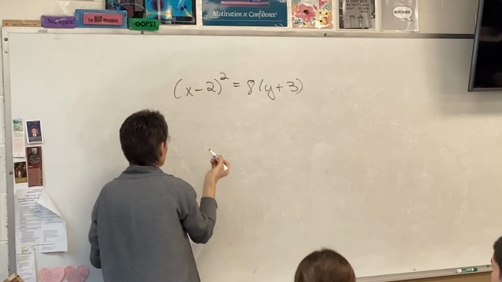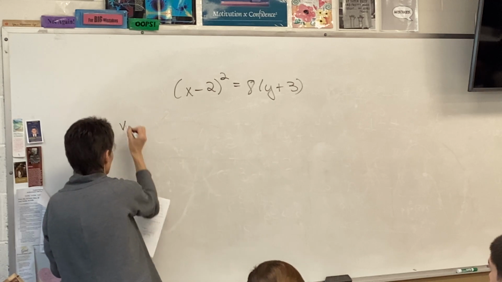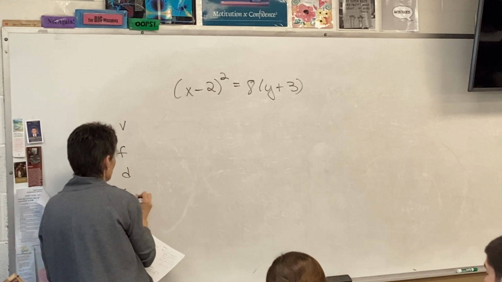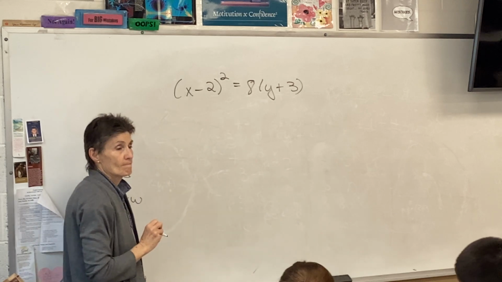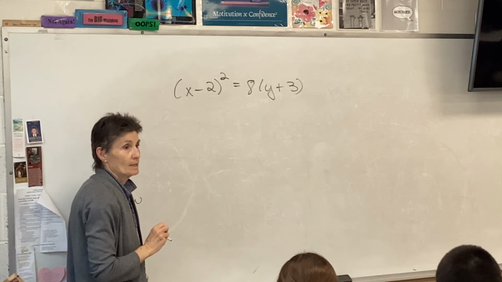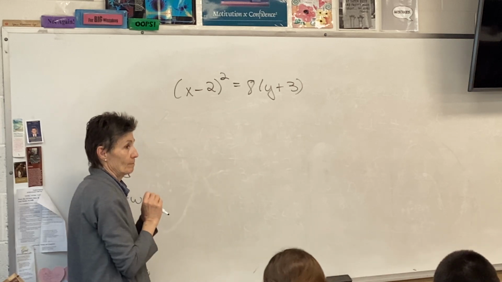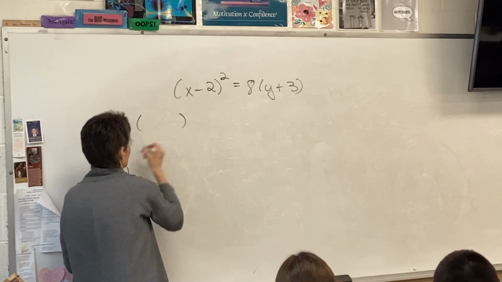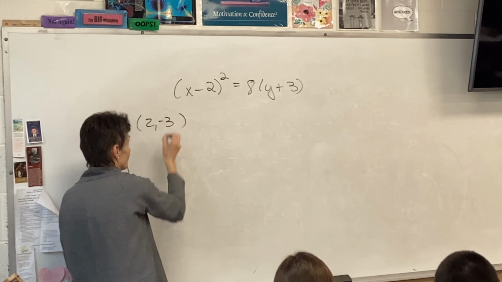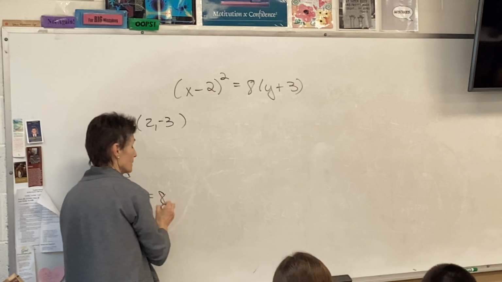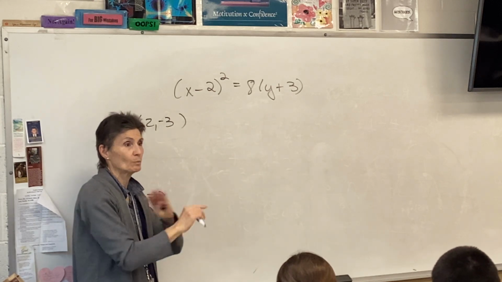And we need to fill in some blanks. We need to fill in vertex, focus, directrix, and focal width. Two of those you can fill in right now. What's the vertex? (2, -3). What's the focal width? 8. Done. Half the problem is done without doing anything.